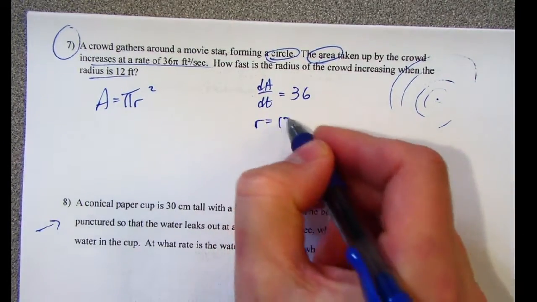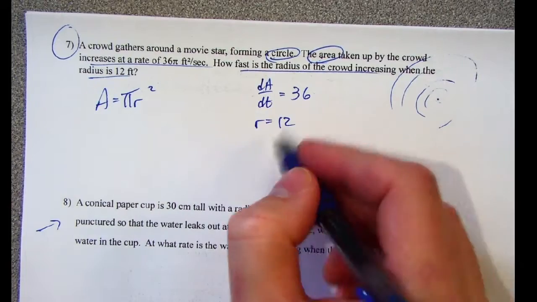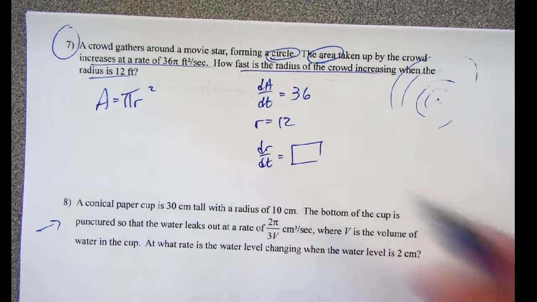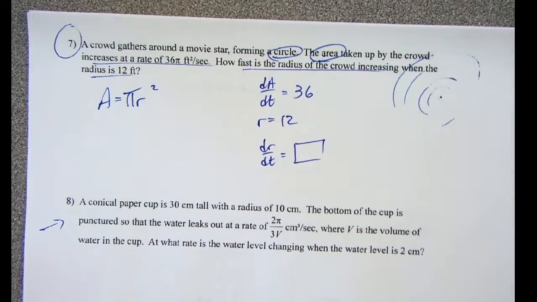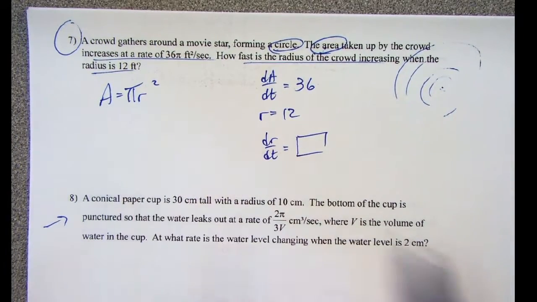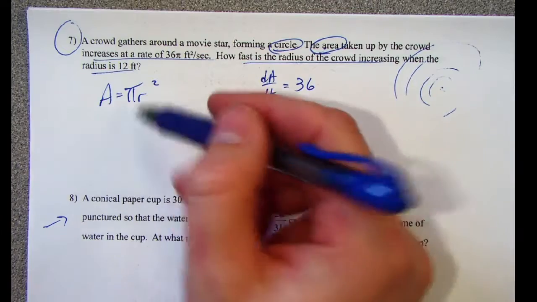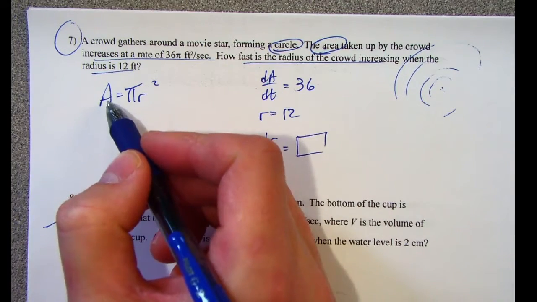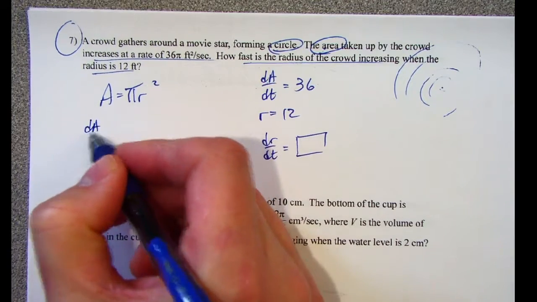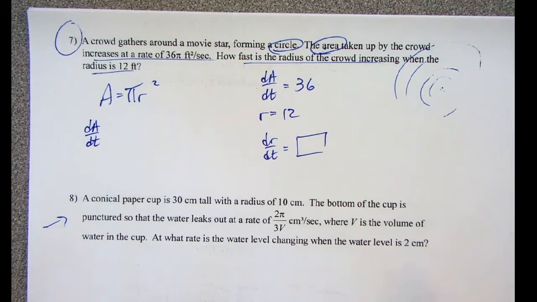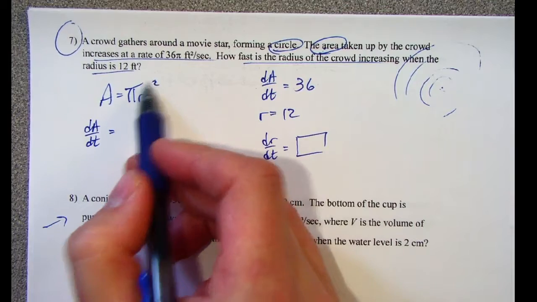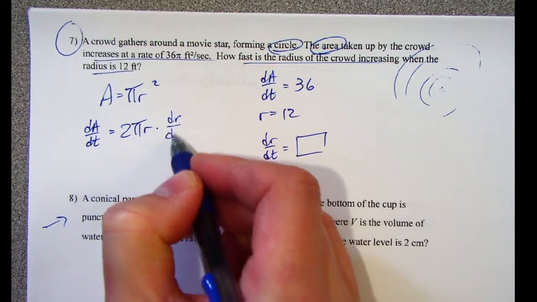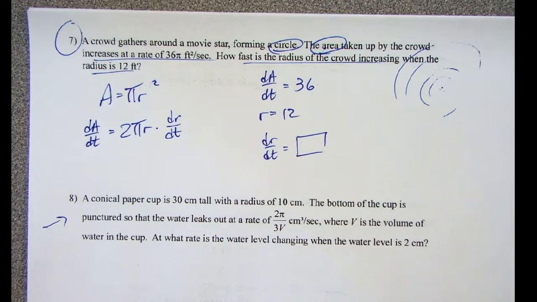R equals 12. How fast is the radius increasing? That's dr/dt. That's like the velocity of the radius. That's what I'm looking for. Area is pi r squared, so start taking the derivative to get down to the velocity or the rate level. Derivative of A is 1, but you took the derivative of an A, so multiply by dA/dt. Bring down the 2, and this derivative over here would be 2 pi r, but you took the derivative of an r, so multiply by dr/dt.